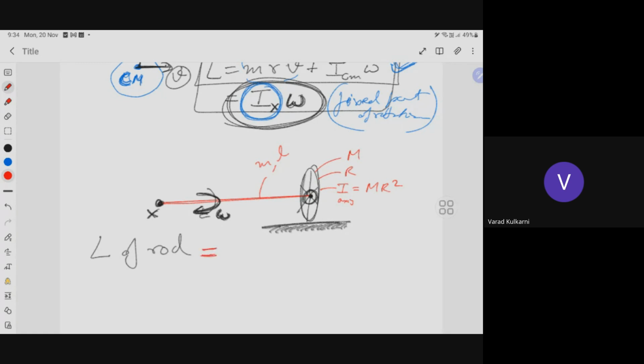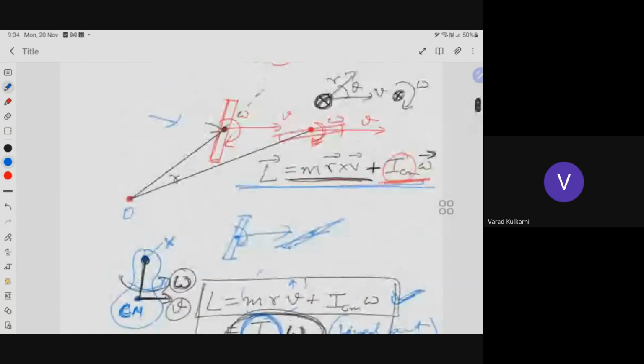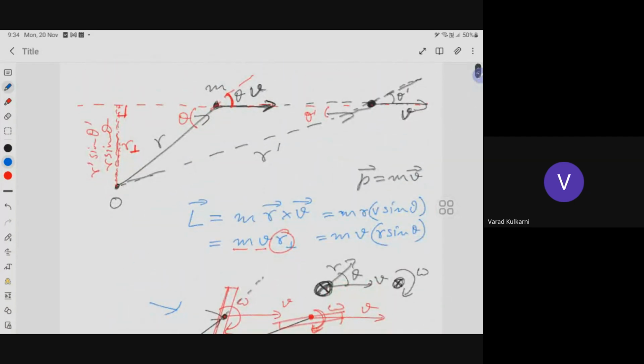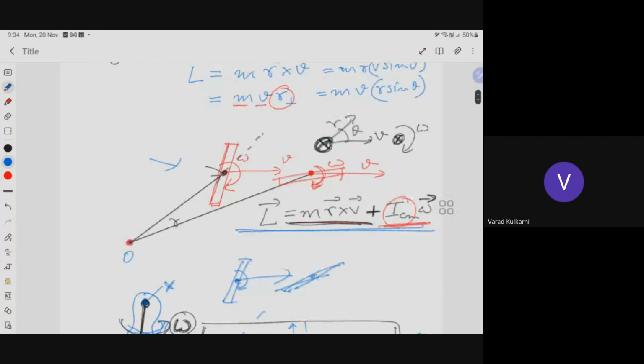So L of rod, by two ways I could have done it. One, fixed point formula. That is very cool because it has got a fixed point. The formula is I_x into omega. How much is I_x of the rod about a side point? It is 1 by 3 ml squared, so I_x into omega. Is that clear? I could have used my old formula, which I will not recommend to use in this case, but you may use it. Which is this one.